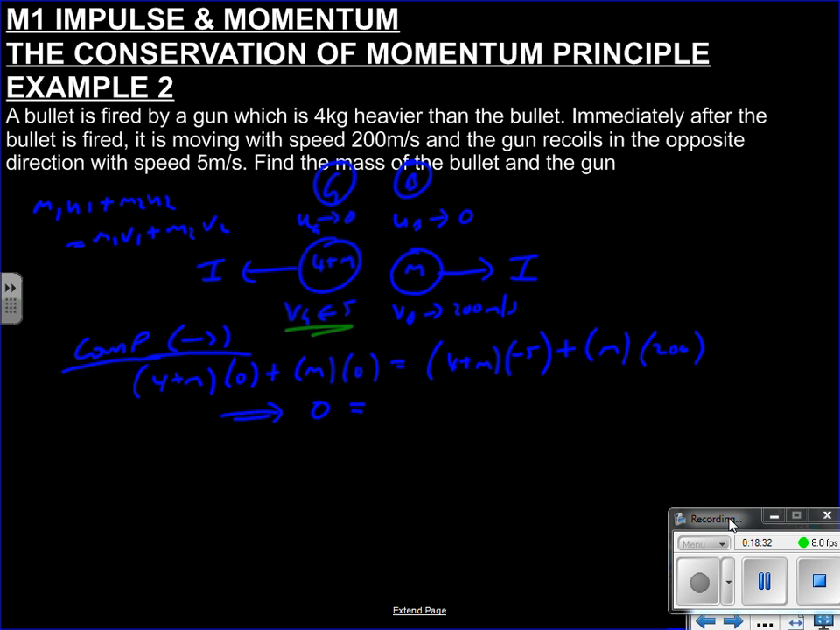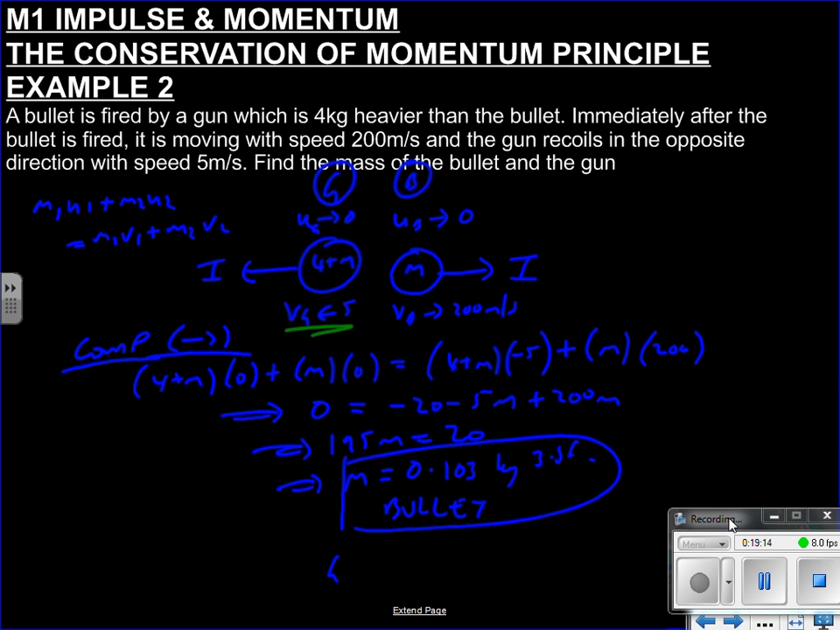So therefore, we can rearrange. So this is 0 on the left, and on the right is minus 20 minus 5m, multiplying that out, plus 200m. So therefore, moving your numbers over, you get 195m equals 20. So therefore, the mass is 20 over 195. So 20 divided by 195 is 0.103 kilograms to 3 SF. And remember, the gun is 4 kilos heavier. So this is mass of bullet, and gun mass is 4 plus that. So that gives you 4.10 kilos to 3 SF. And that's finished.